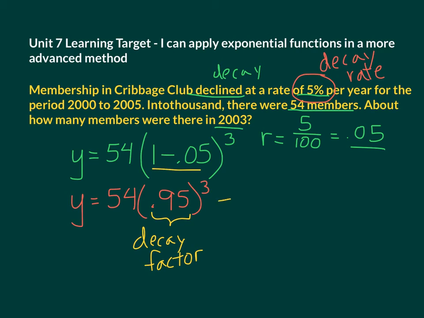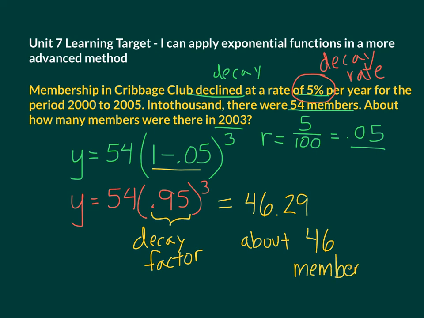I get an answer of like 46.29. Well, we're talking about people here. It says how many members were there, so we would say about 46 members. We can't have part of a person. We can have that argument later, but we won't. So about 46 members in that year. If you don't have a calculator, it's super important you get one.